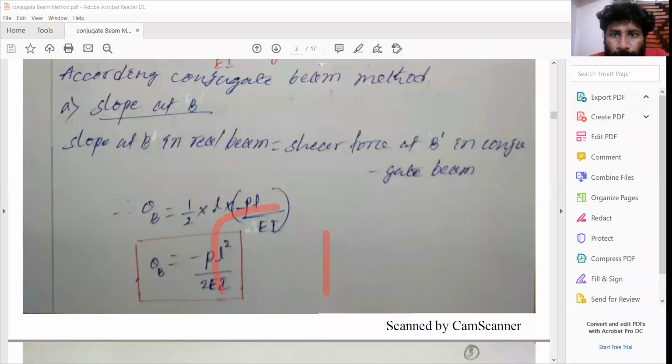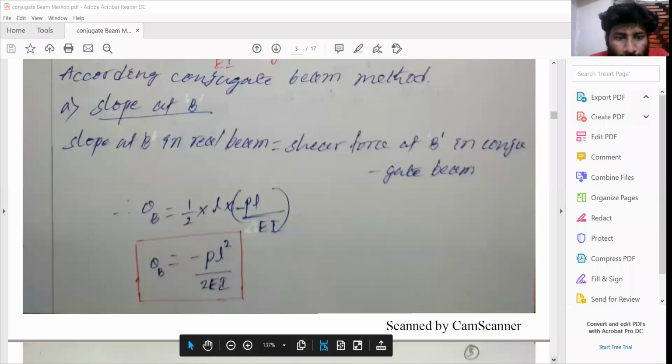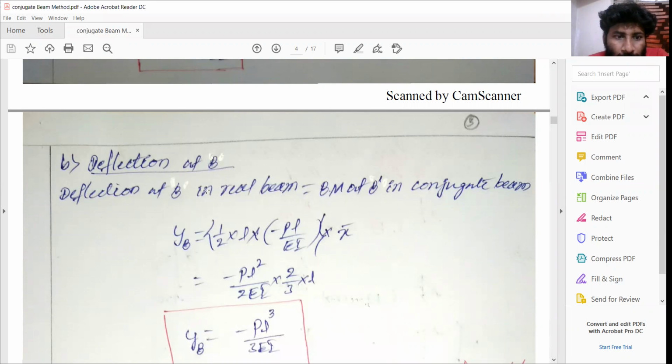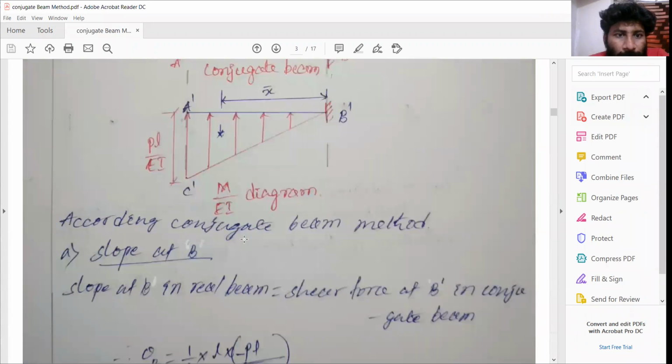Therefore, you can see that the deflection at B in the real beam is equal to the bending moment at B in the conjugate beam. So YB is the deflection at B in the real beam. That's equal to, first we have to take this area. The total area is half into base L into minus PL by EI, into the distance between the center of this load and the section where we have to take the bending moment, that in turn gives the deflection.